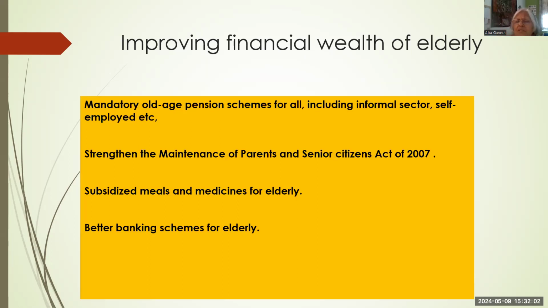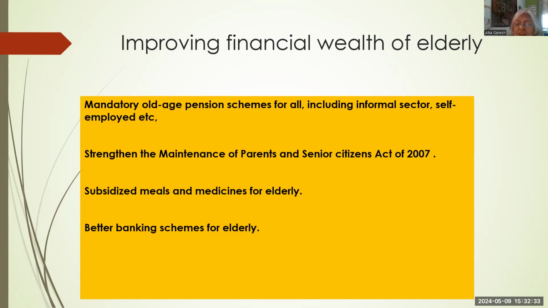Very important that the elderly people are not poor. So mandatory old age pension schemes for all, including the informal sector. We have so many women who work as domestic helps. And do their employers take out an old age pension for them? No. So they have to live on their meager earnings. So it should be that every employer, even if it's in the informal sector, has to put away money for them. There are some schemes, but they're not well publicized.